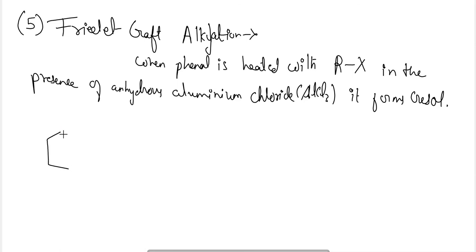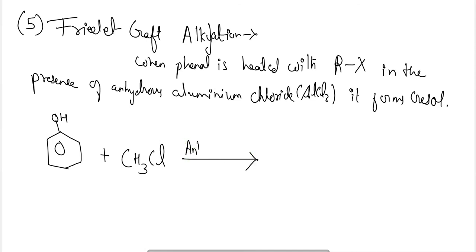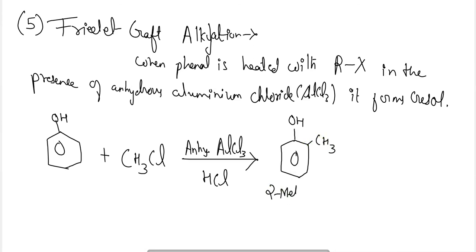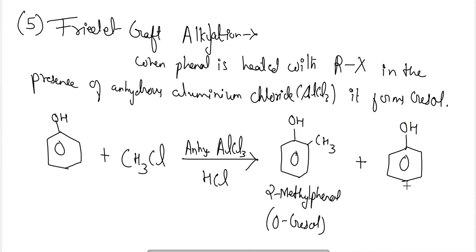So here phenol, when reacted with methyl chloride in the presence of anhydrous AlCl3, that is aluminium chloride, then the reaction will take place and it will form 2-methyl phenol, that is orthocresol, and with that 4-methyl phenol, that is para-cresol. Okay, it will be formed there.